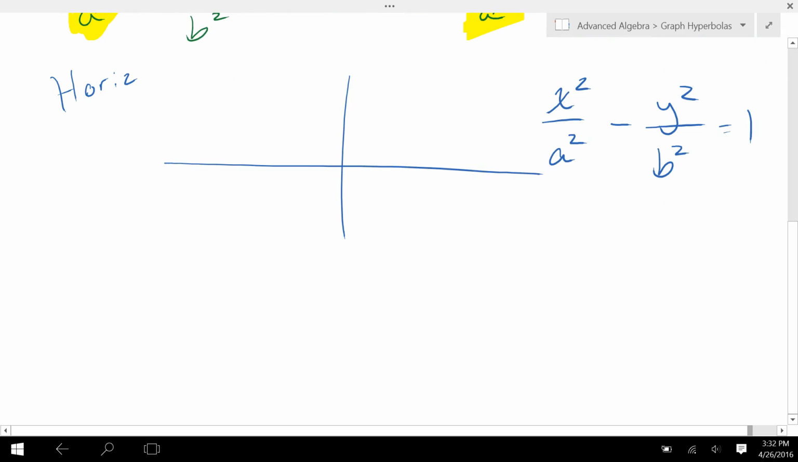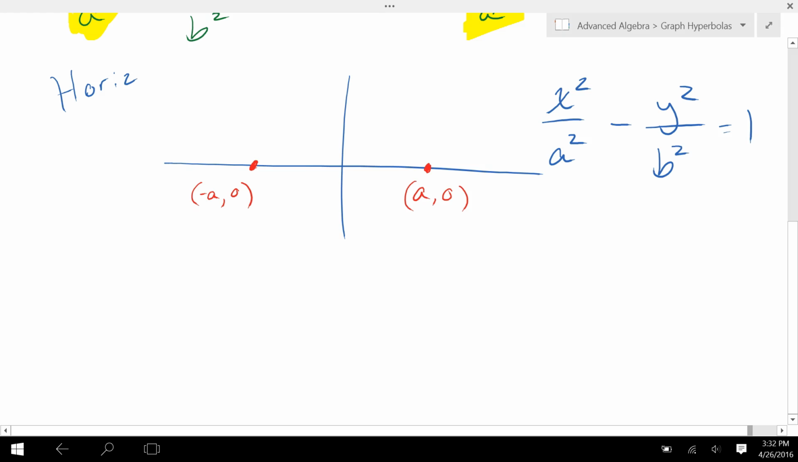All right, a horizontal one, if it follows that equation, x squared over a squared minus y squared over b squared, we always start off by plotting our a values. And our a values for these are on the x-axis. We don't know what the a value is, don't worry about it. If it's x squared over 100, well then a is 10. If it's x squared over 49, then a is 7. We'll get to actual numerical values in a little bit, but I want you guys getting this idea down of the general concept of how to graph.